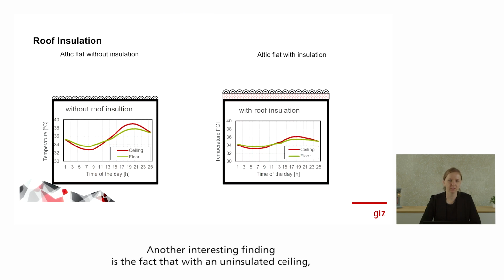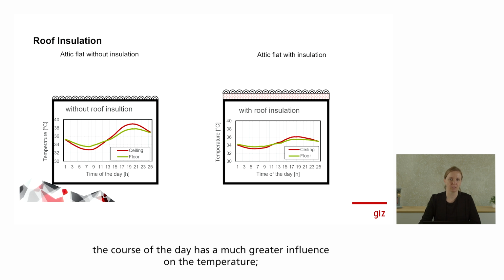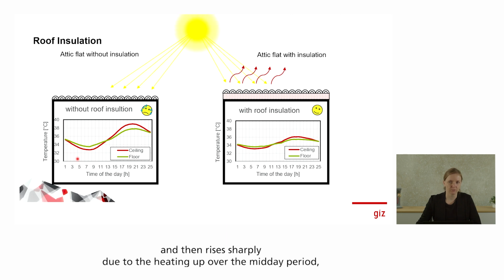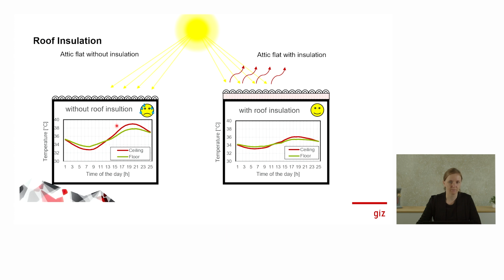Another interesting finding is the fact that with an uninsulated ceiling, the course of the day has a much greater influence on the temperature. In the morning, it is still cooler, and then rises sharply due to the heating up over the midday period, with the heating up continuing until the evening. Only at night, that means after sunset, it does cool down. The course of the attic flat with an insulated ceiling is again much more constant.